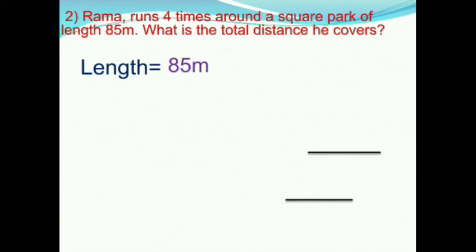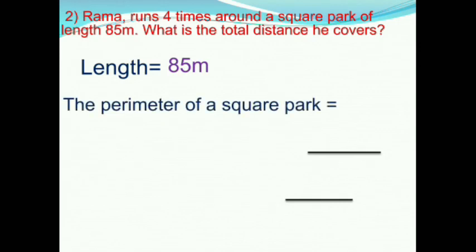What formula should we use to find the perimeter of a square? Yes, it is 4 into L units. Now we should find out the perimeter of this square park. The perimeter of a square park is equals to 4 into L units. L means length. Now we should multiply 4 by 85.